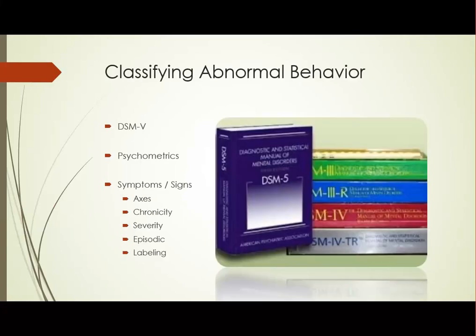Classifying abnormal behavior was previously done with earlier versions of the DSM, Diagnostic and Statistical Manual. Now it's done with the DSM-5. This is a classification system that provides confidence of clear communication and makes generalizations about what is being observed. And reliability and validity vary by instrument in terms of psychometrics.